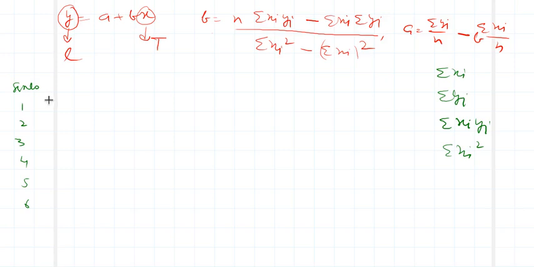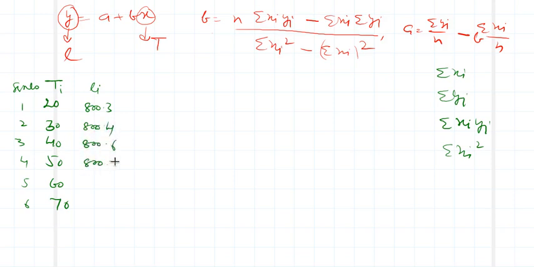Here the temperature is 20, 30, 40, 50, 60 and 70, that is Ti, and Li is 800.3, 800.4, 800.6, 800.7, 800.9 and 801.0. That's what we must know.